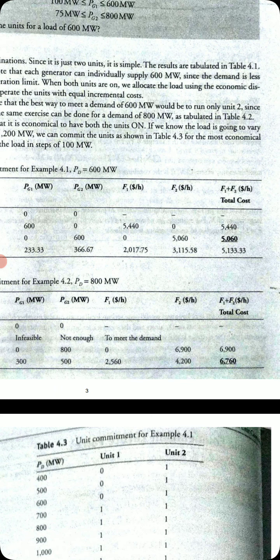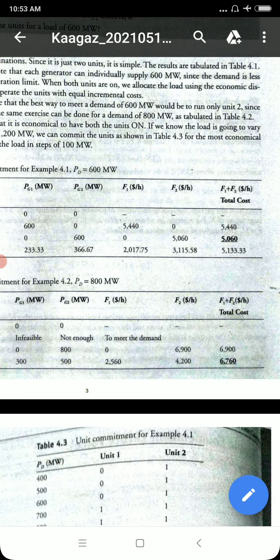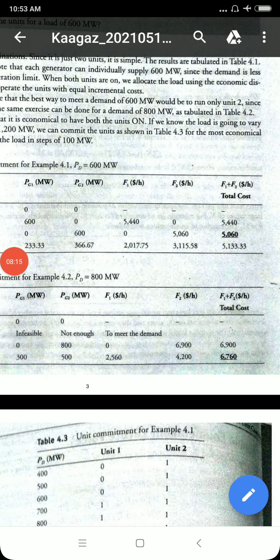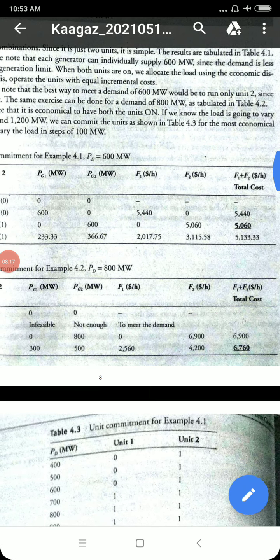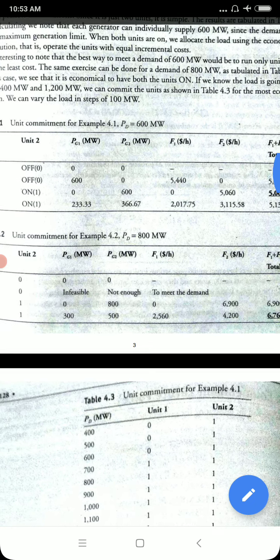So by seeing this, for 600 megawatt, which is good? Having neither unit on is not possible. Only the first unit on gives a cost of 5440. Only the second unit on gives 5060. And with both units working, it gives 5133. By seeing this, if you use only the second unit, the fuel cost is cheaper. So for 600 megawatt, only the second unit is to be used.